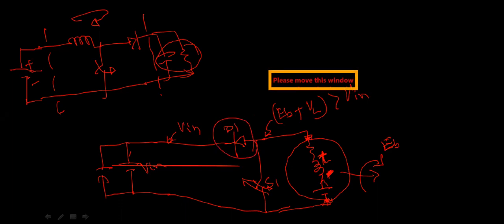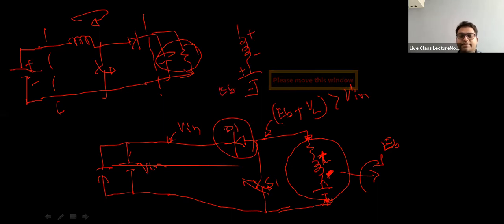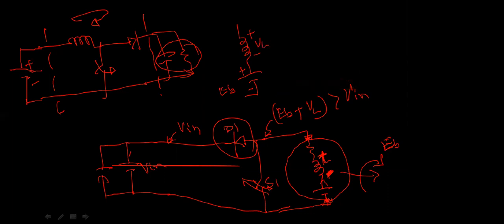Sir, how is it coming like E back plus VL? Say if the inductor polarity flips, what will happen? Here will be plus and here it will be plus again for the E back. Then both are getting added up, right?